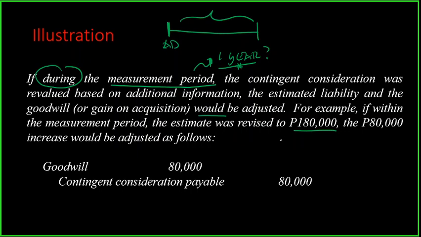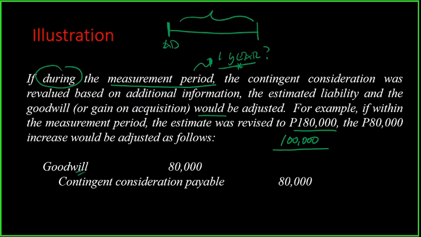Okay, so originally it's 100,000, but then it was revised to 180. So that should be your contingent consideration payable. So you have to adjust this by 80 so that it will become 180. What about the other elements? Okay, they are not affected except for goodwill, which will now be increased by 80.